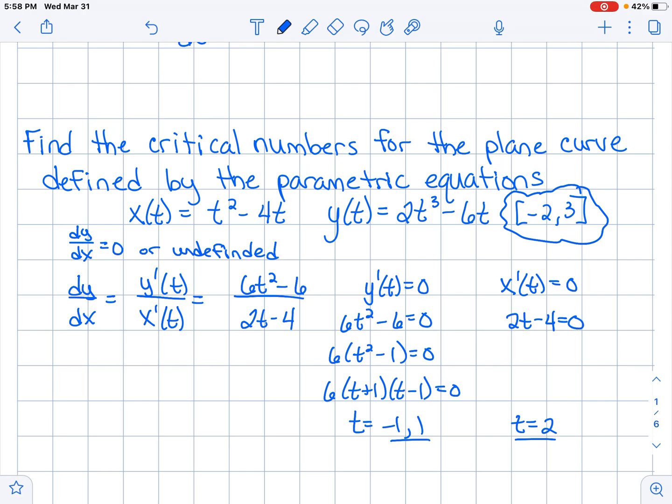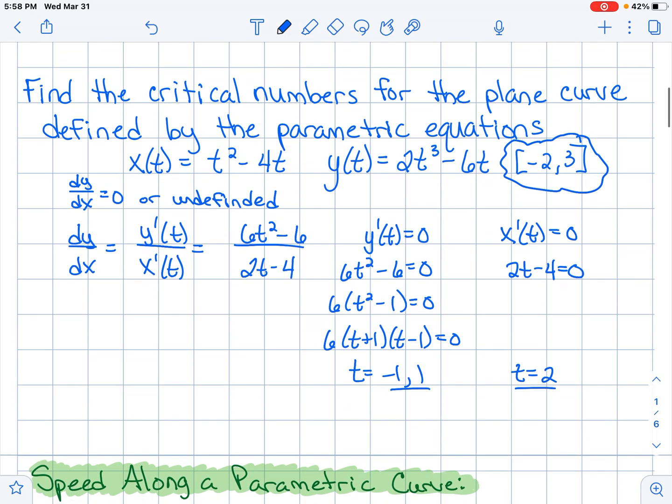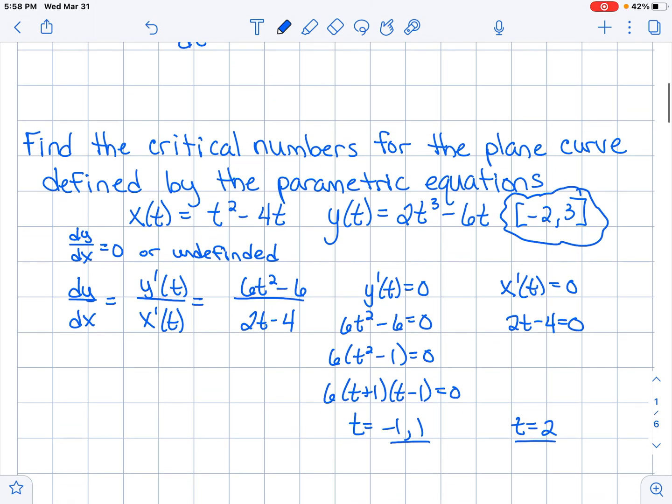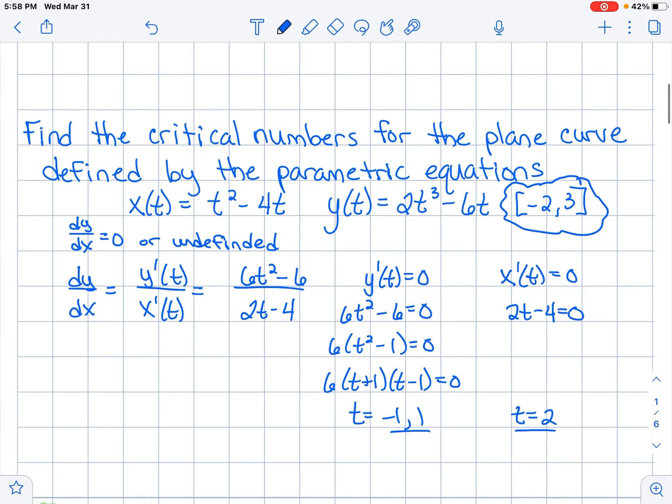Now let's just say the question said, find the point on the parametric curve where the graph has critical numbers. This is just at what time does this happen? It's asking maybe where would the points be on the graph where this could happen. So what we would do is just take those values and substitute them into the parametric equation. I'll do one as an example. So for example, at t equals -1, if I wanted to find the point on the graph, I would just plug -1 into x of t.